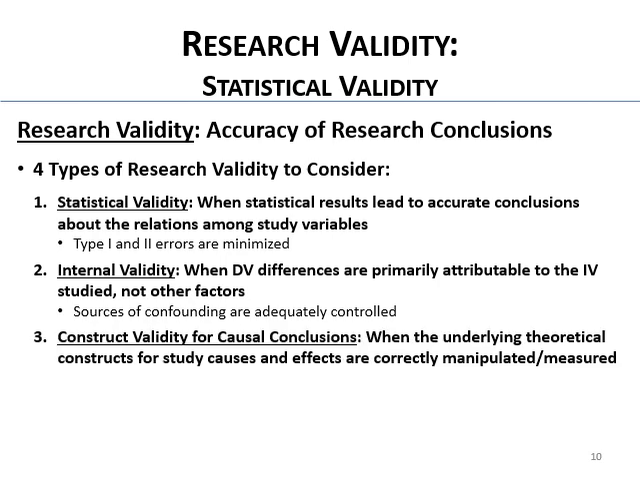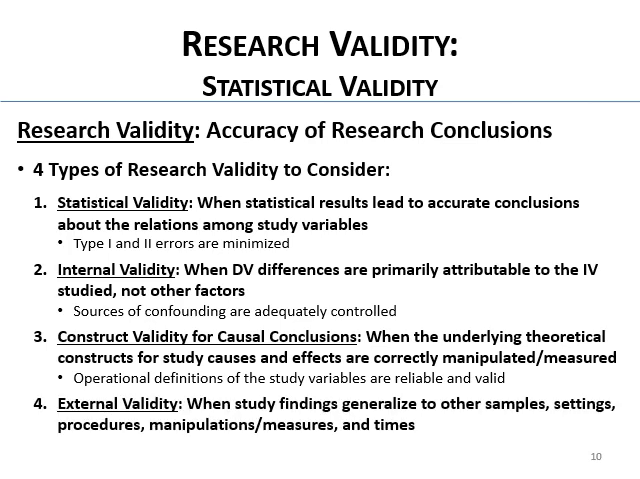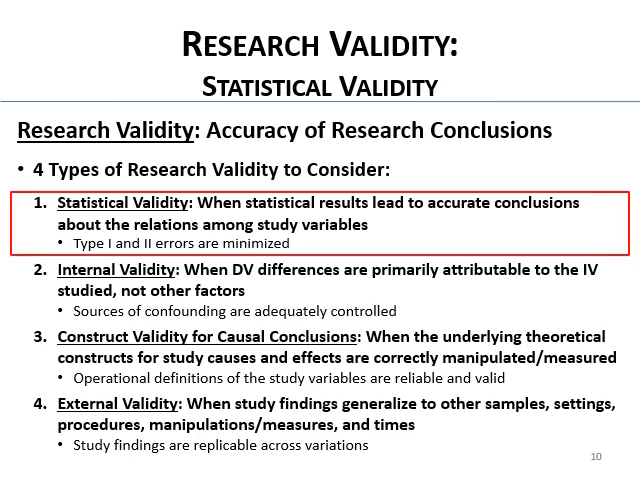Then there is the long one, construct validity for causal conclusions. And this is when the underlying theoretical constructs for study causes and effects are correctly manipulated and measured. So that is when your operational definitions of the study variables are reliable and valid. We'll talk about that in 2 weeks. And finally, external validity, probably the least important, but this is when your study findings generalize to other samples, settings, procedures, manipulations, times, etc. This is when your study findings are replicable across variations in procedure and samples, etc. So today we're going to talk about statistical validity.